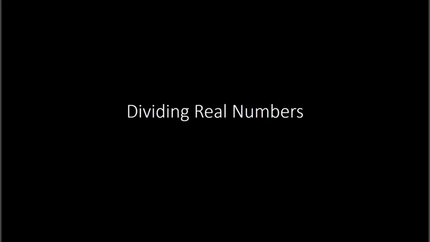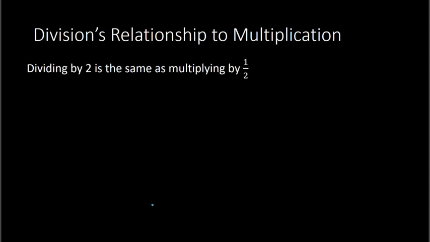In this video, you will learn how to divide real numbers as well as some properties of dividing real numbers. When you divide, you are basically multiplying by the reciprocal. So for example, if you were to divide by 2, that is the same thing as multiplying by 1 over 2. So if you had 8 divided by 2, that would equal 4. And then 8 times 1 over 2 would also equal 4. So division is a form of multiplication.